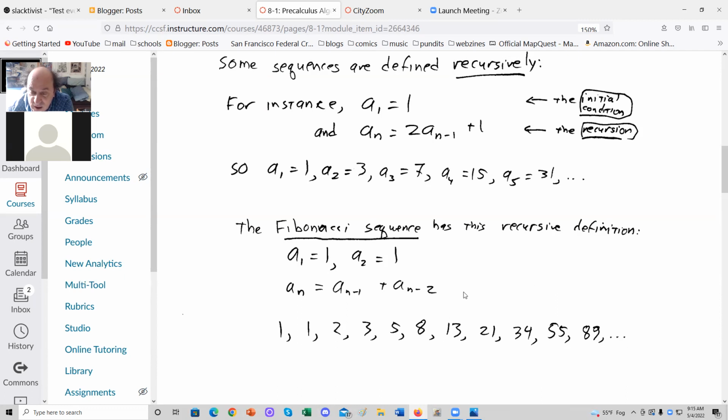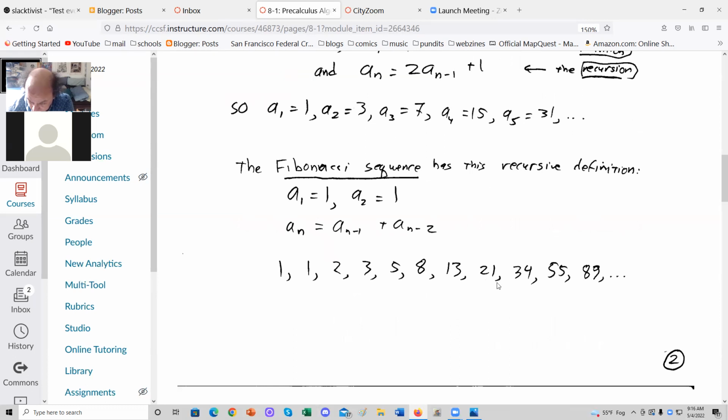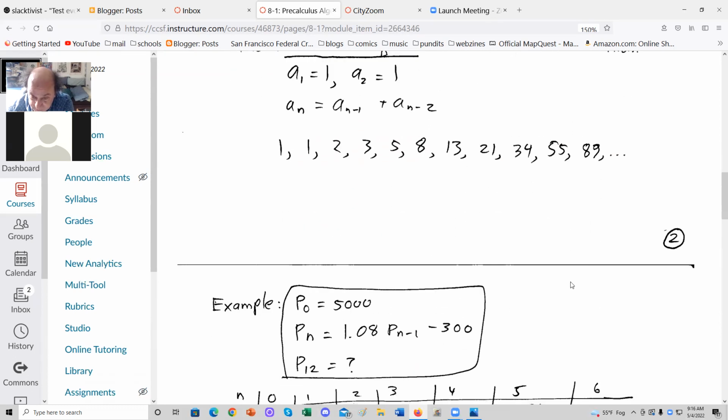Now it turns out this has a closed formula. It involves the square root of 5, which is an irrational number, and the golden mean. Kind of curious that it should show up in this perfectly rational sequence.